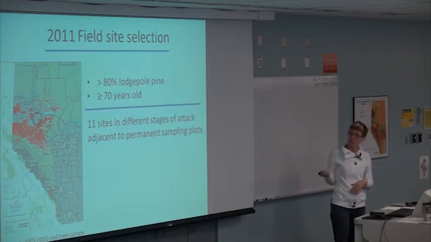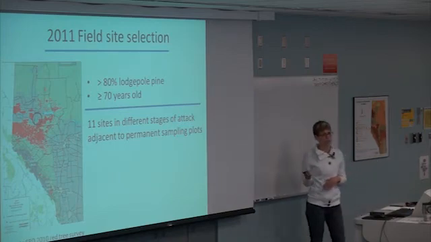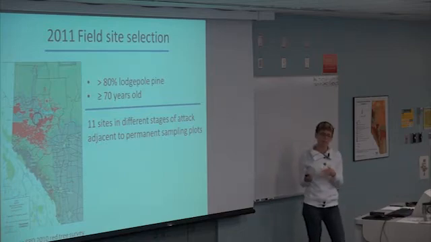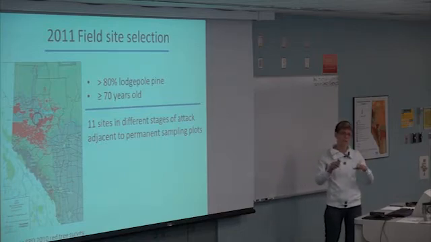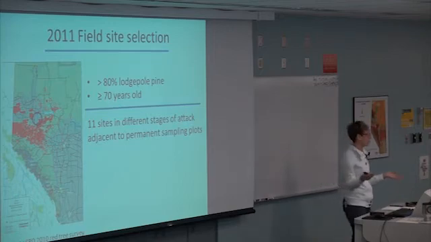These sites that we work on are adjacent to the provincial permanent sampling plots. And the permanent sampling plots are four plots, and then around them is a 100 to 200 meter buffer zone.